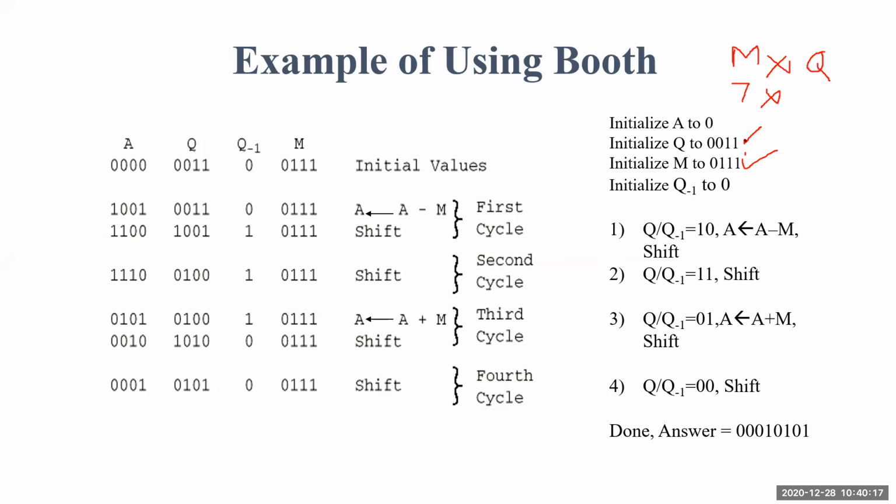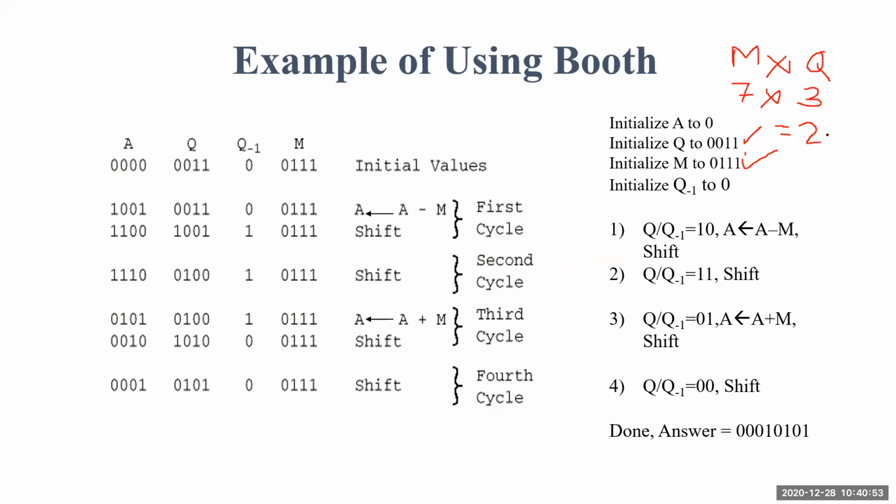Then Q is equal to 0 0 1 1. This value is equal to 3: 2 to the power of 0 is 1, 2 to the power of 1 is 2, and 2 plus 1 is 3. For M, 4, 2 and 1 make 7. So ultimately you are multiplying the decimal numbers 7 and 3, and you are supposed to get the answer 21.